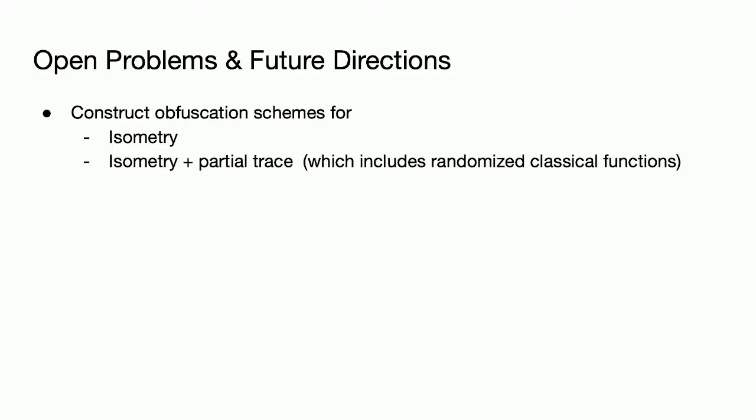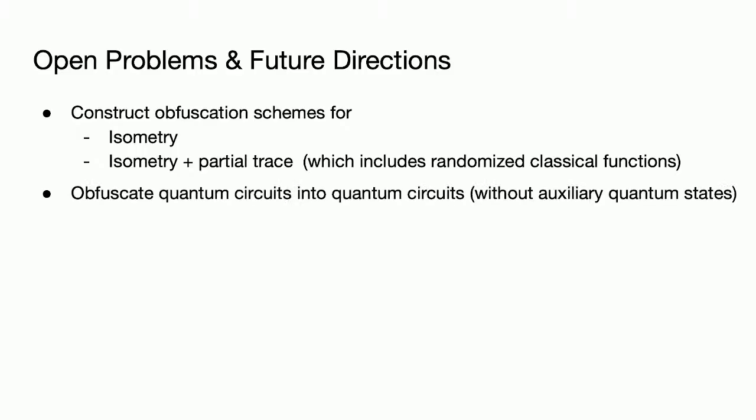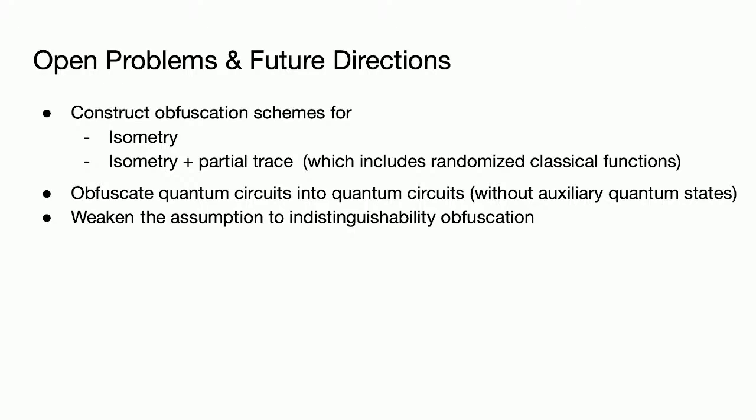So let me end with some open problems and future directions. So first, can we construct even more general functionalities, such as isometry or isometry plus partial trace, which includes randomized classical functions? And second, can we obfuscate quantum circuits into quantum circuits without auxiliary quantum states? And can we weaken the assumption to indistinguishability obfuscation?